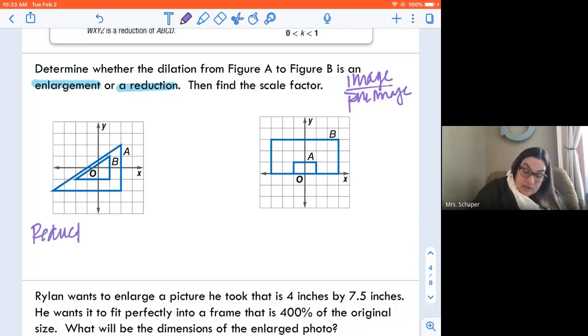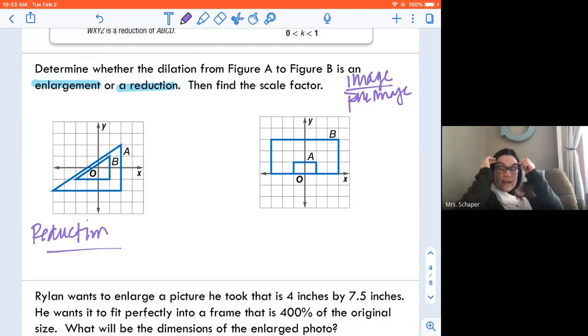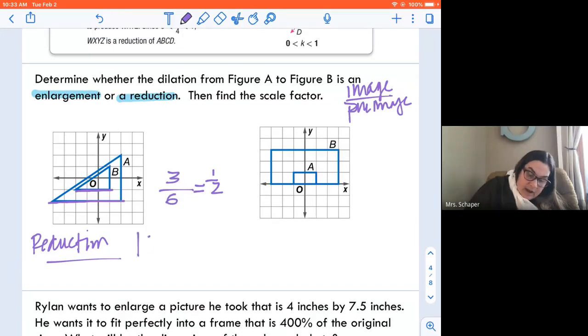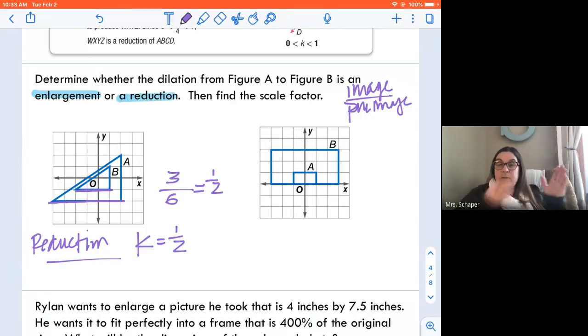When I write that it's a reduction, that tells me my scale factor has to be greater than 0 and less than 1. So I'm going to go from the image, and how I do this is I take one side length. So I have a side length of 3, the image to the pre-image, 1, 2, 3, 4, 5, 6. Okay. So the scale factor, which we use the letter K to represent, is going to be 1/2. Okay. So it's reducing it. How much is it reducing it by? I multiply by 1/2. It's getting smaller.